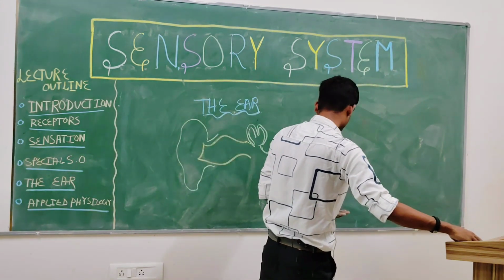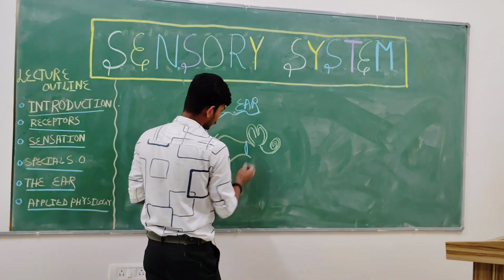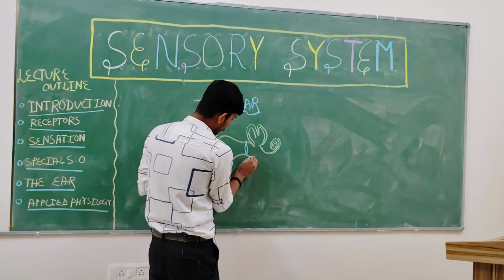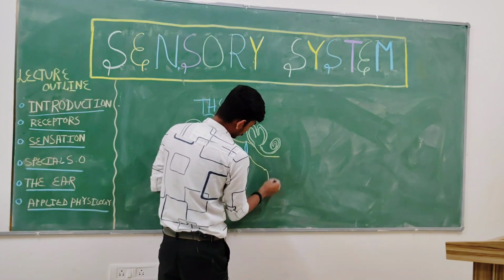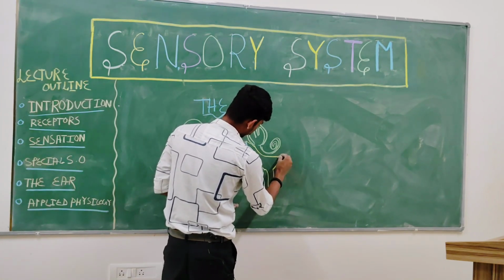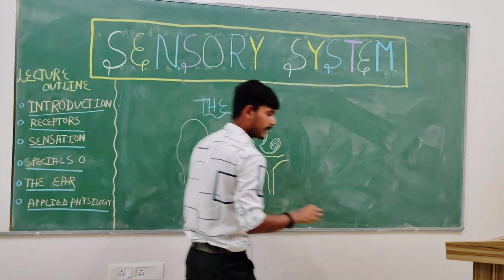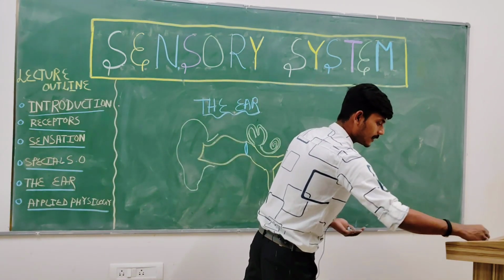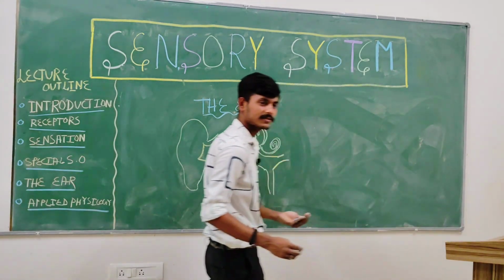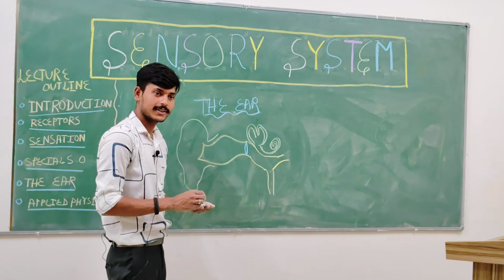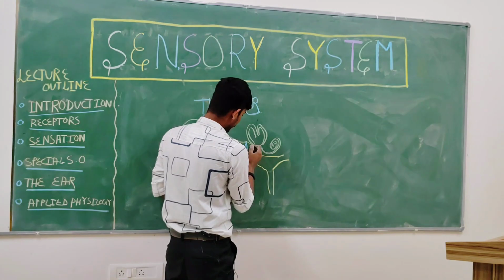Now you have the tympanic membrane. This is your middle ear, the tympanic membrane. Did you hear about the ossicles, the ear ossicles? The bones of the ear. How many bones does the ear possess? Three, starting from the malleus.